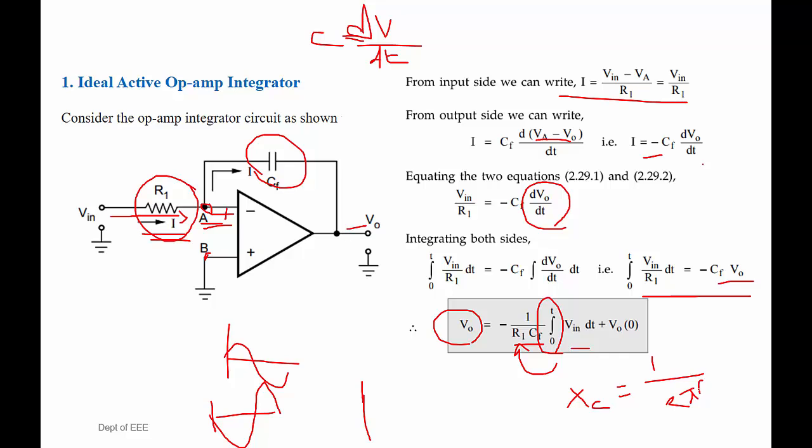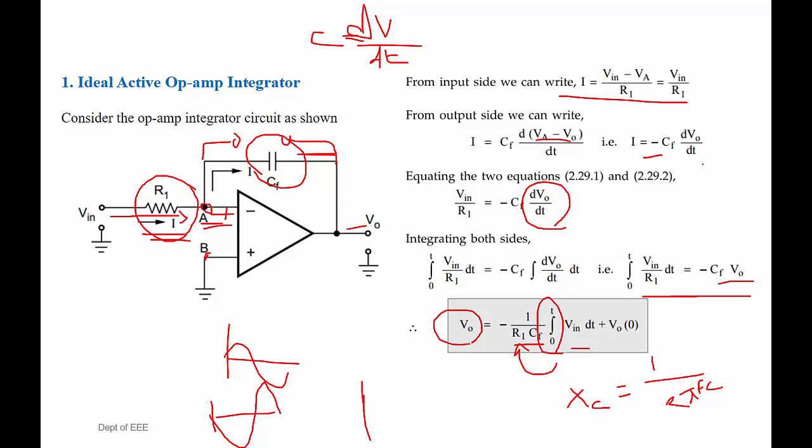Xc is equal to 1 by 2 pi Fc. So for the input reactance, at zero frequency, that is f equal to 0, Xc will be acting as an open circuit. There will not be any voltage present. So it will be acting as an open circuit for low frequency signals, that is zero frequency signals.